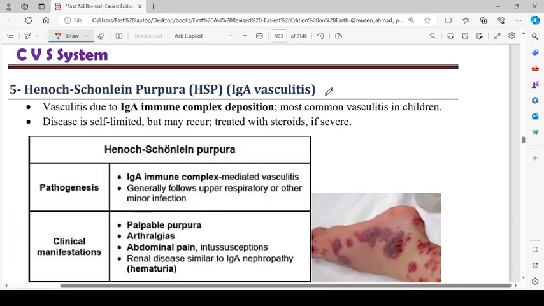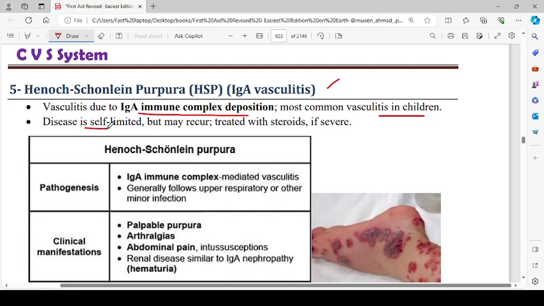Then comes Henoch-Schönlein purpura, IgA vasculitis. So the classic picture of Henoch-Schönlein purpura is that there will be a child who will present to you after upper respiratory tract infection or GI infection, and now he's having rash on the buttocks, on all of the body, and polyarthralgias and stuff like that. That is happening because of IgA immune complex deposition in multiple areas of the body. So vasculitis is due to the IgA immune complex deposition, most common vasculitis in children.